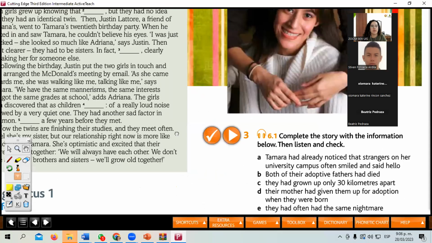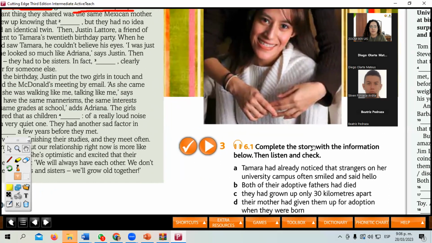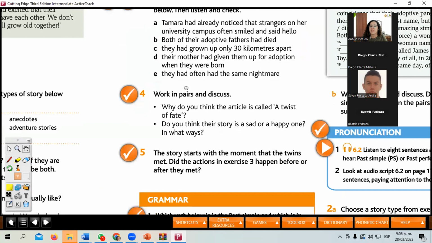Gap number 3. A. Correct. Number 4. E. They had often the same nightmare. And number 5, we have B. Their fathers. So B. Their fathers had died. All right, very good.